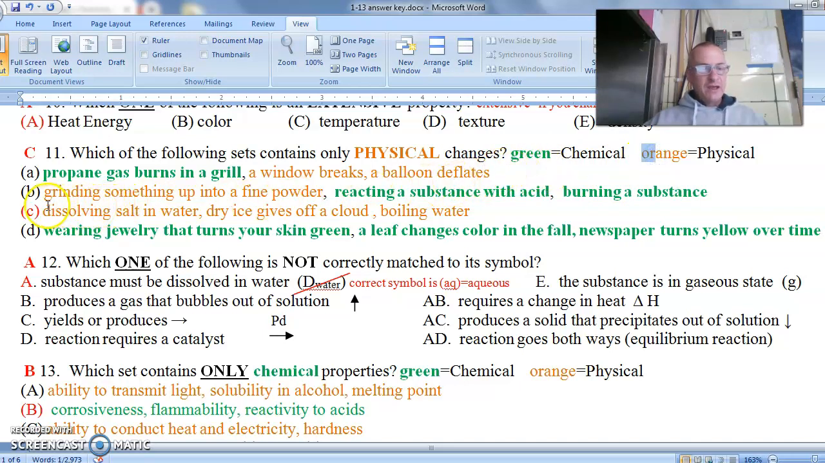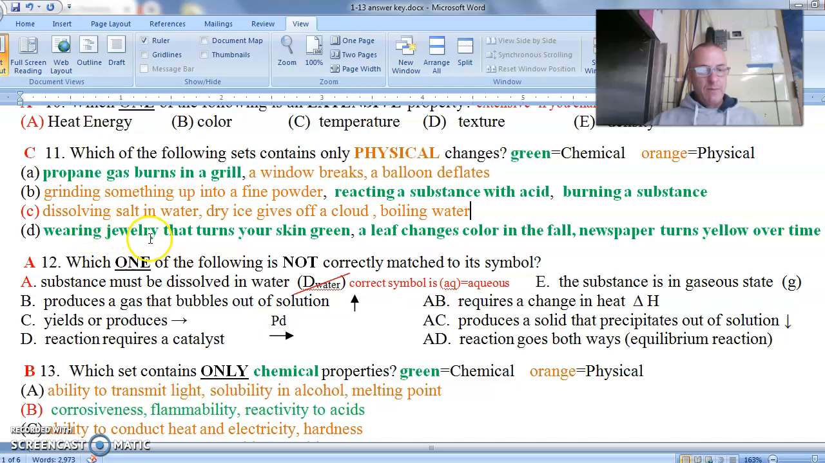Letter C has all physical. Dissolving something in water is physical. Dry ice changing into a cloud is physical. The dry ice is frozen CO2, solid CO2. When it goes to a gas, that's physical, CO2 gas. Boiling of water. You start with liquid water. When it boils, it goes to a gas. Those are all physical changes.